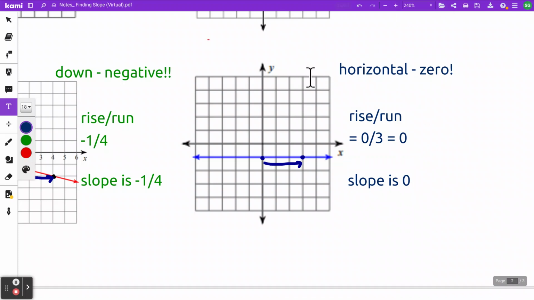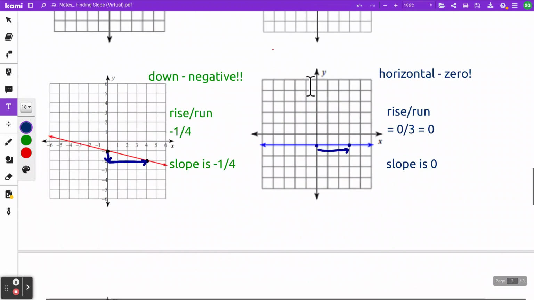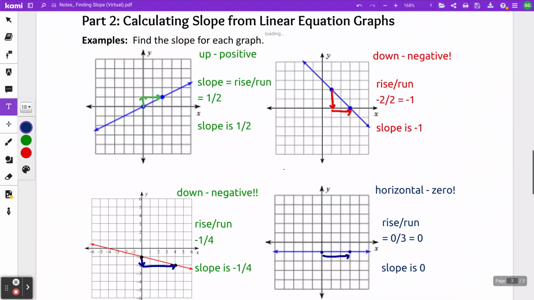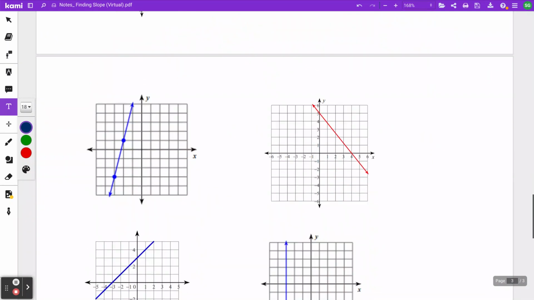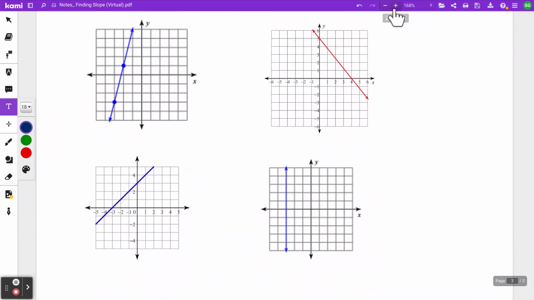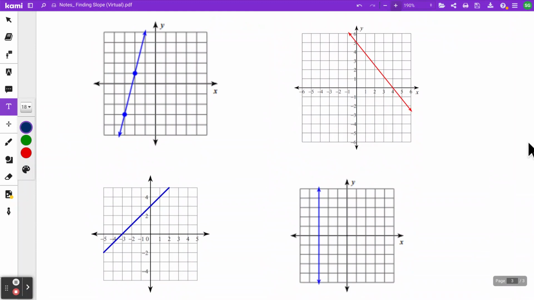So we have done 1, 2, 3, 4 different examples of finding slope. Notice every single time it comes back to rise over run. I've got 4 for you here to try. Again, I think it really helps to start by just practicing identifying, is the line going up, down, something different, and then also can help to draw that triangle as you're counting to make sure you've got the right numbers.